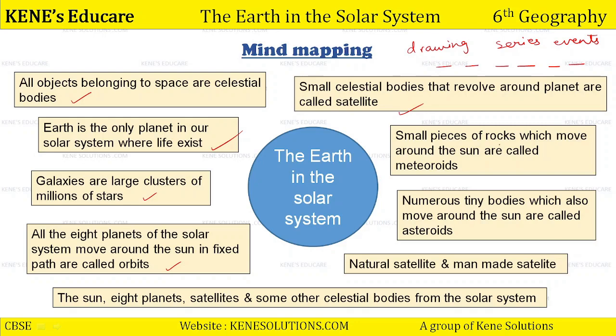Then we read the small pieces of rock, not big pieces, small pieces of rock which move around the sun are called meteoroids. And when this meteoroid tends to fall on earth, sometimes because of the friction of the air, they burn. And then they are known as meteor. But sometimes if they do not burn fully, then they are known as meteoroid. After that, we learned numerous tiny objects which also move around the sun are called asteroids. Then we read about the natural satellite and then the man-made satellite. And after that, we learned the sun, the 8 planets, satellite and some other celestial bodies entirely form the solar system, right? So this was the mind mapping of this chapter.